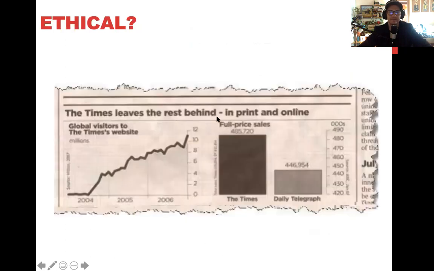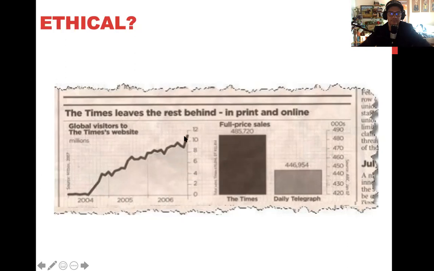Here, the Times leaves the rest behind in print and in online. So over here, we have global visitors of the Times website. 2004, spikes from 0, okay? 2005 and 2006. So these must be like little months right here within each of them. And 0 to 12, we know that it's in millions, right? So these are millions of visitors. So I'm guessing this is like each day or each month they had this many visitors per day.